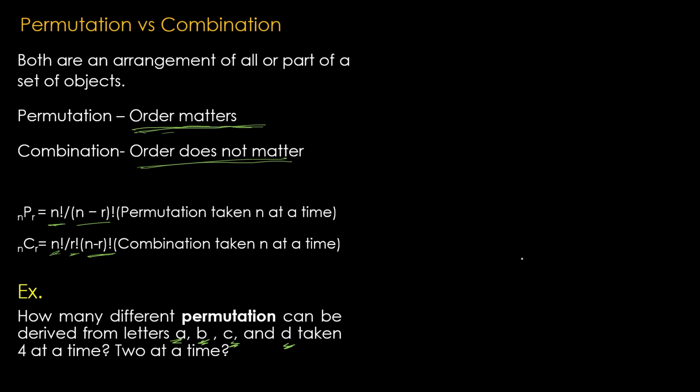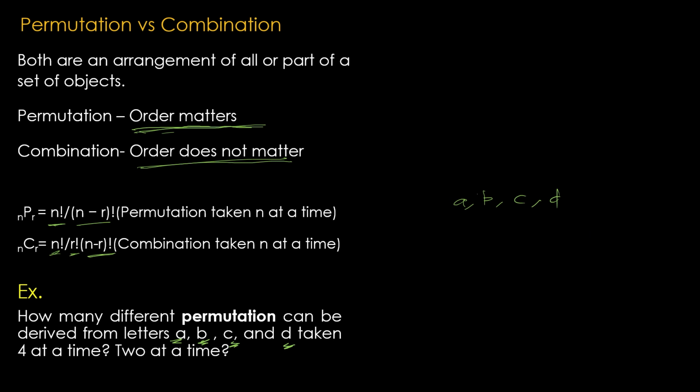Taken 3 at a time, three at a time. Taken 2 at a time, two at a time. Okay? So, how many different permutations can be derived? Like, for example, if we have letters A, B, C, and D, how many different permutations? Meaning, the order matters. How many different permutations can be derived from these letters right here?